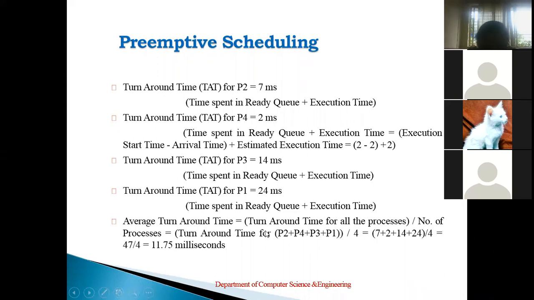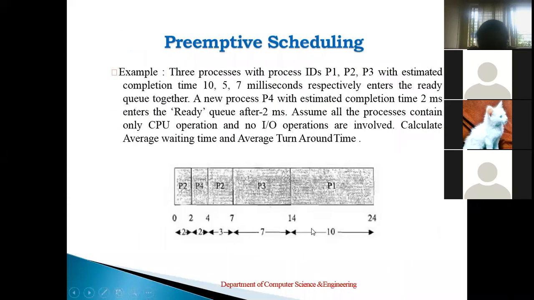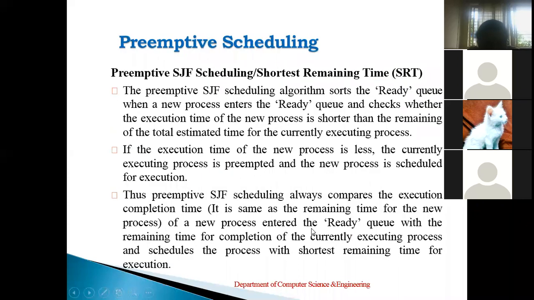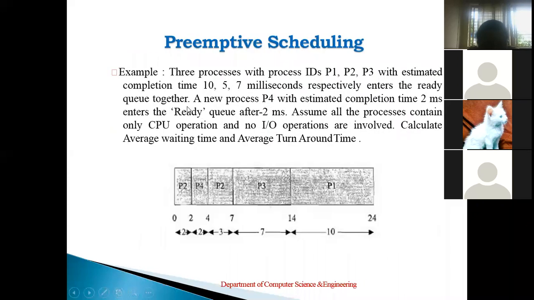So there will be one question on this even in the third IA, right? Only I'll be giving you different values here. It may not be the same thing. I will be giving you the timings, completion time, and in between some processes are entering. What you have to do is calculate the average waiting time and average turnaround time.